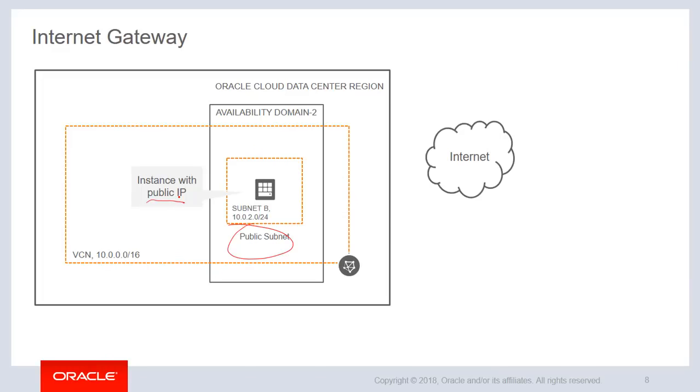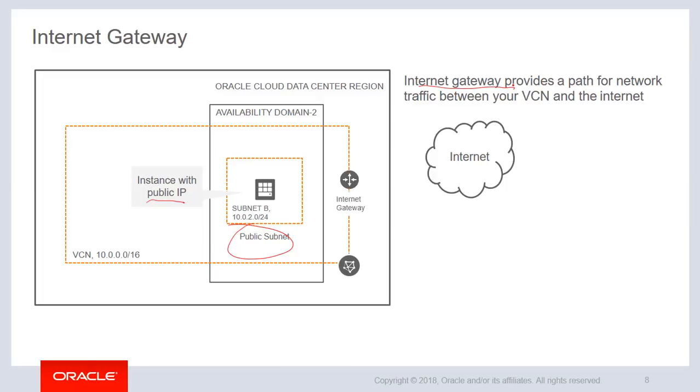Now, of course, if the instance has a public IP and it's placed in a public subnet, we want it to communicate externally to the internet. So what we do is we create this resource called an internet gateway, which provides a path for network traffic between the VCN and the internet. So we create this internet gateway here, and what it does is give bidirectional access to the instance, so it can send traffic out as well as receive connections from the internet.